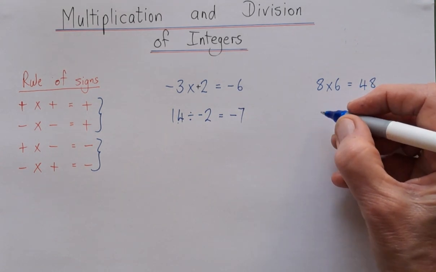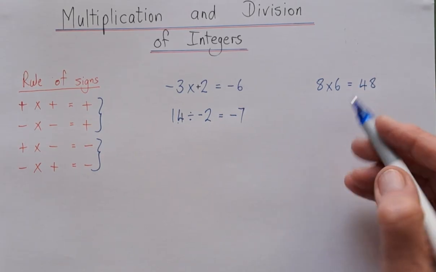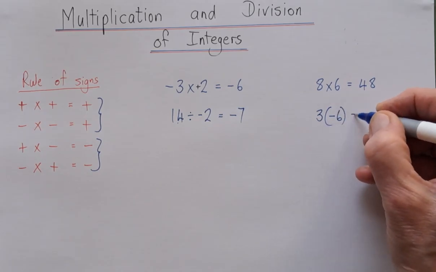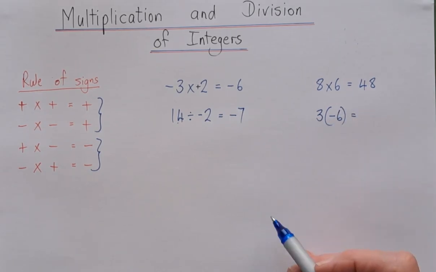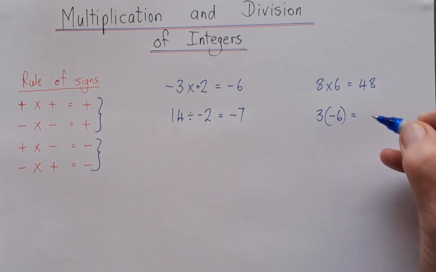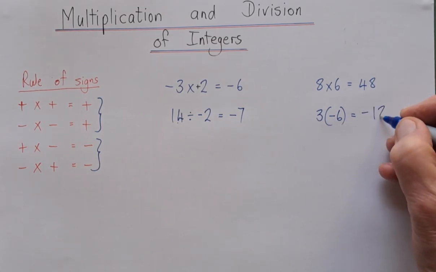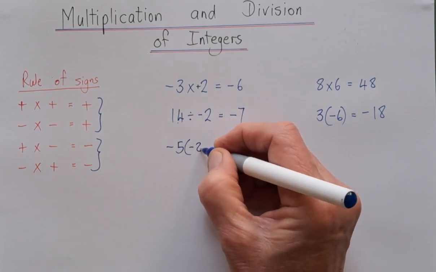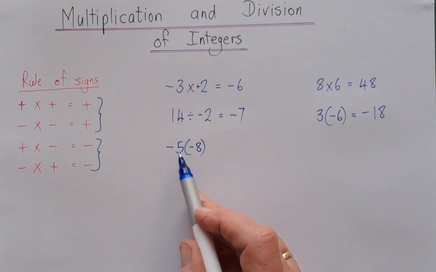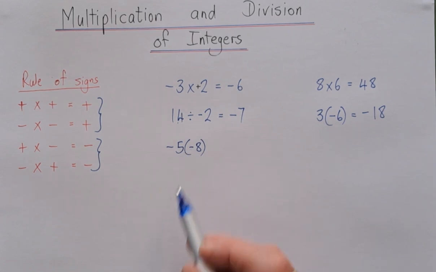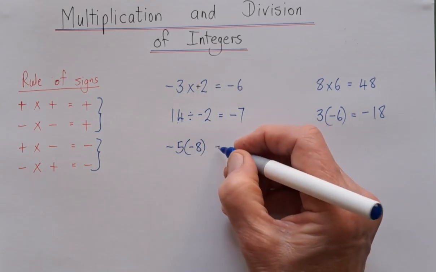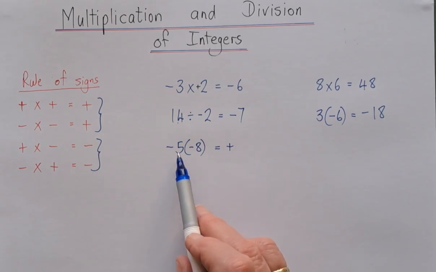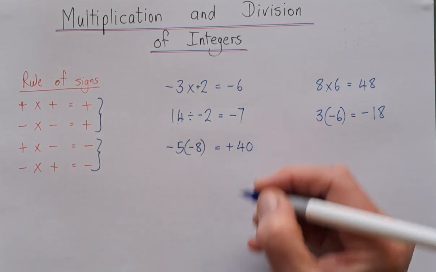Now there's another way of writing times. Instead of that multiplication sign, I can use a bracket. So I can say 3 bracket negative 6, which means 3 times negative 6. So I've got positive times negative is negative. 3 times 6 is 18. What about negative 5 bracket negative 8? Again, remember the negative 5 is being multiplied by the negative 8. Negative times negative is positive. If you want to write it down, you can, but a positive doesn't need to be written down. 5 times 8 is 40.